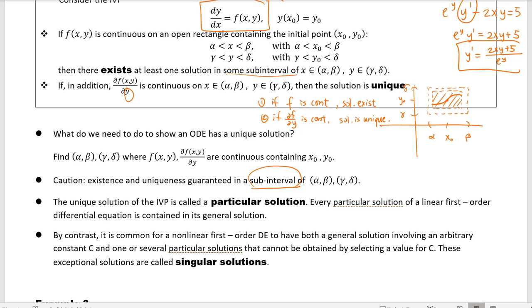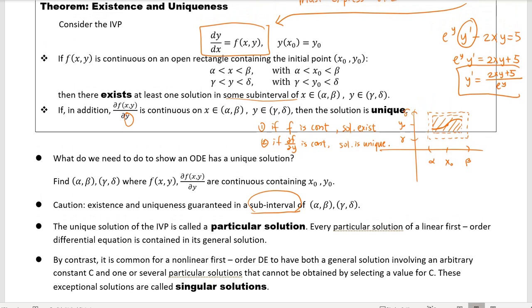Okay? Next, the unique solution of the initial value problem is called a particular solution. Every particular solution of a linear first-order differential equation is contained in its general solution. Okay? Particular solution, remember, for linear ODE, we get general solutions, but we have some constants there, like C1, C2. But with the initial conditions, you can plug in and find the values for C1 and C2, then you get a specific solution, a particular solution.